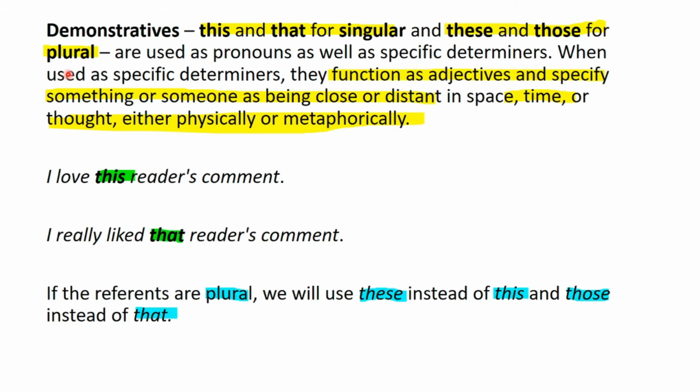Another category or class of determiners is demonstratives. These too are used as pronouns as well, but when used as determiners, they tend to modify nouns. Demonstratives, this and that, are used with singular nouns, and these and those are for plurals. Keep in mind that possessives and demonstratives are used as specific determiners. When used as determiners, demonstratives specify something or someone as being close or distant in space, time, or thought, either physically or metaphorically. For example, I love this reader's comment.